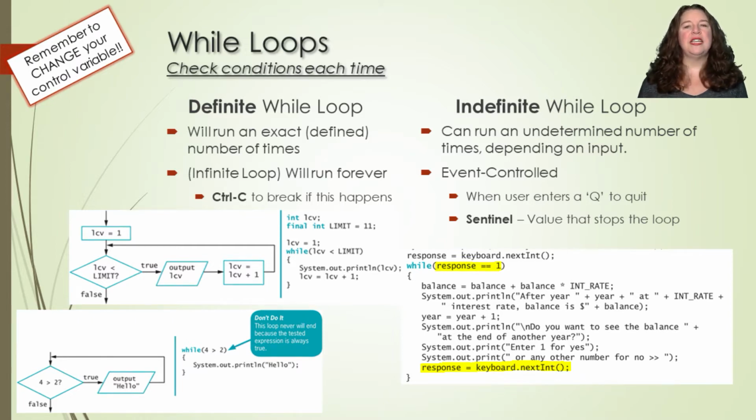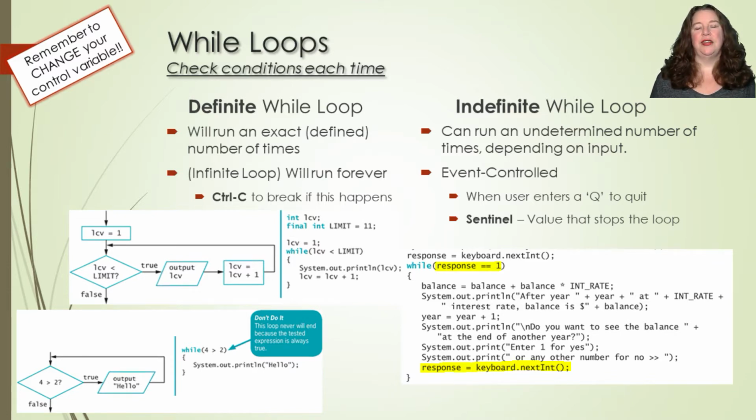We sometimes call these event controlled because the user has the option of having the loop run again. This is where you're playing a game or you're doing something, and at the bottom you say, do you want to play again? The user can say yes, and then we'll go to the top of the loop and start over. Or they can say no, we'll break out of the loop and go to the bottom.